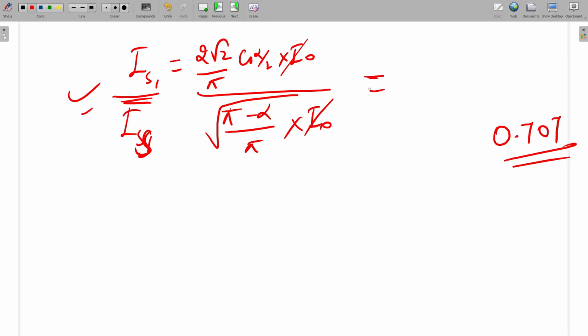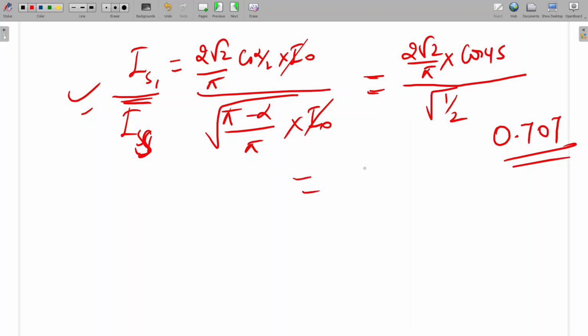Okay, so then we calculate. 2 root 2 by pi into cos alpha by 2 means cos 45, since alpha is 90 and alpha by 2 is 45. Here pi minus alpha by pi, so alpha is pi by 2, pi minus pi by 2, so it will be under root 1 by 2. Is it clear to all? Yes, sir.